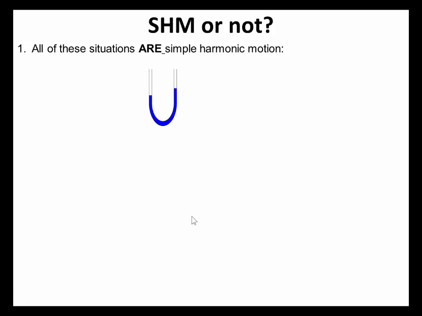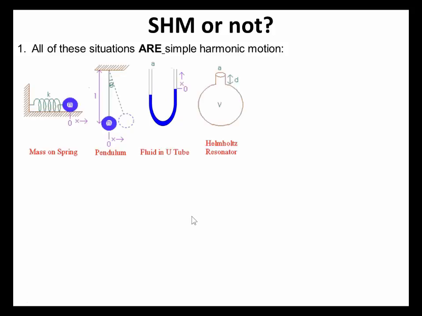So, which of these situations are simple harmonic motion? Well, all of these ones here are. And we already saw our spring mass oscillator. It turns out pendulums, in certain circumstances, are simple harmonic motion or not. And I'll explain in a second what special condition you need.